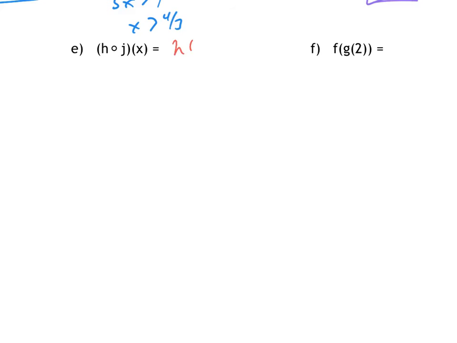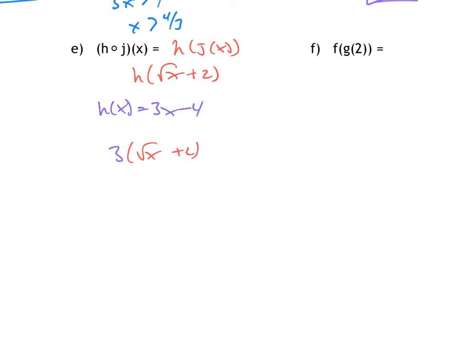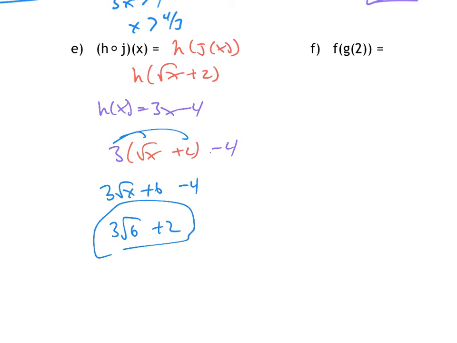So h of j of x. I'm going to work my way inside out. So j of x is square root of x plus 2. So h of x, just so you can see it again, is 3x minus 4. So I got 3 times the square root of x plus 2, minus 4. So I'm going to distribute this. So 3 square root of x plus 6 and then minus 4. So 3 square root of x plus 2 is my answer. I don't know why I put a 6 there. And x has to be greater than or equal to 0. And we're done.